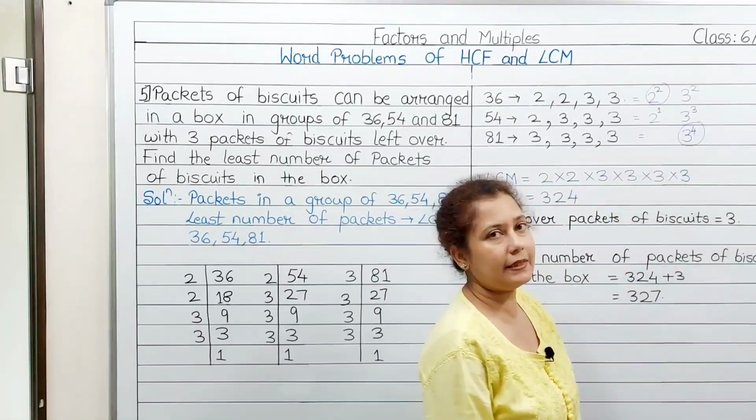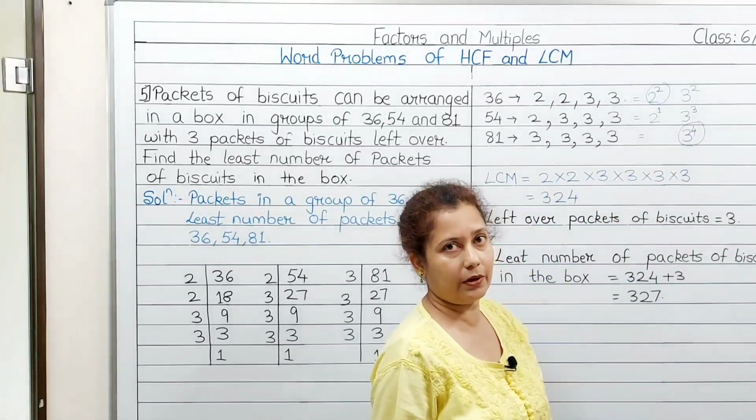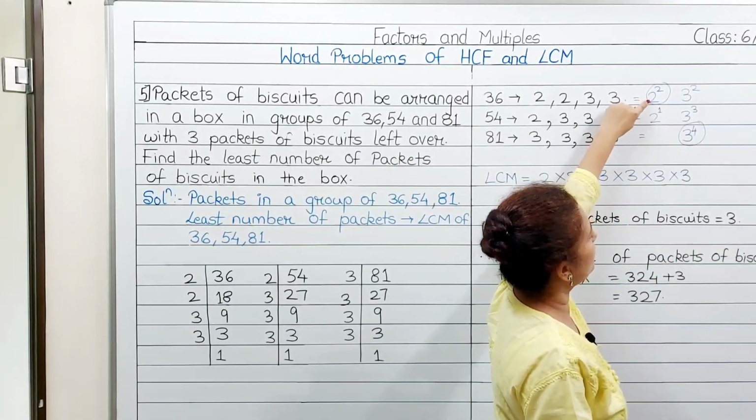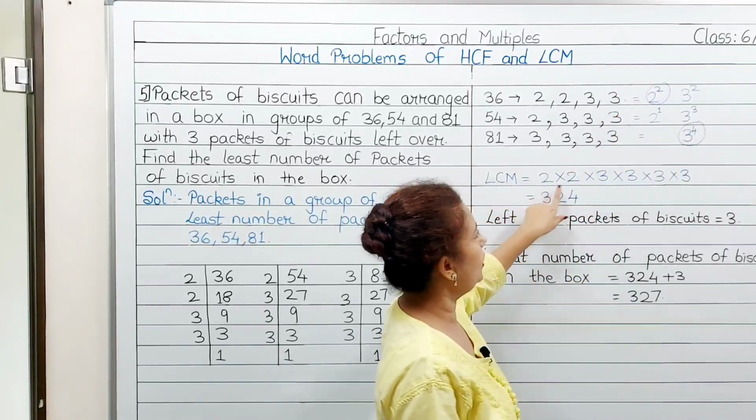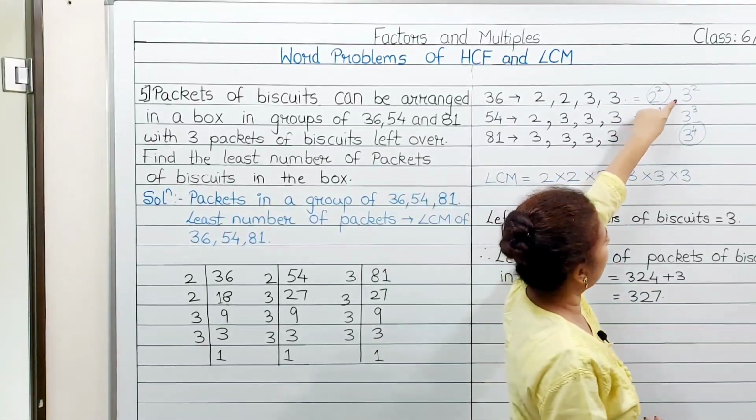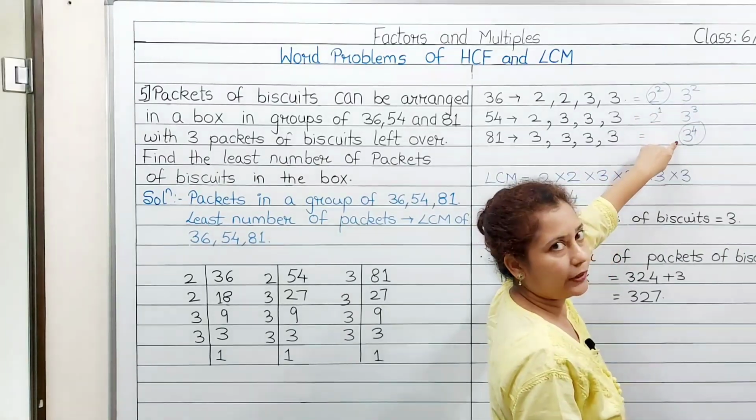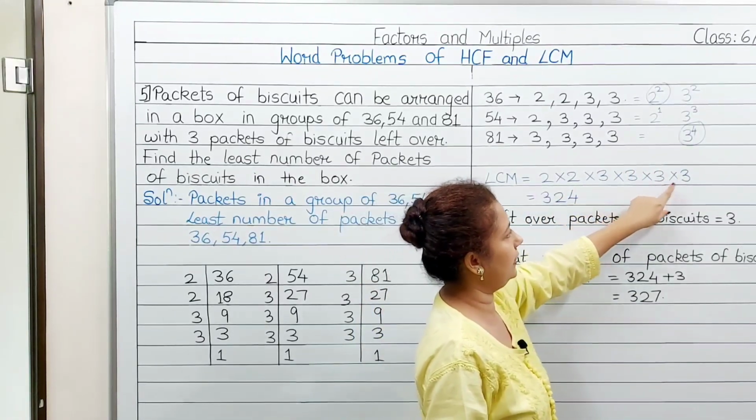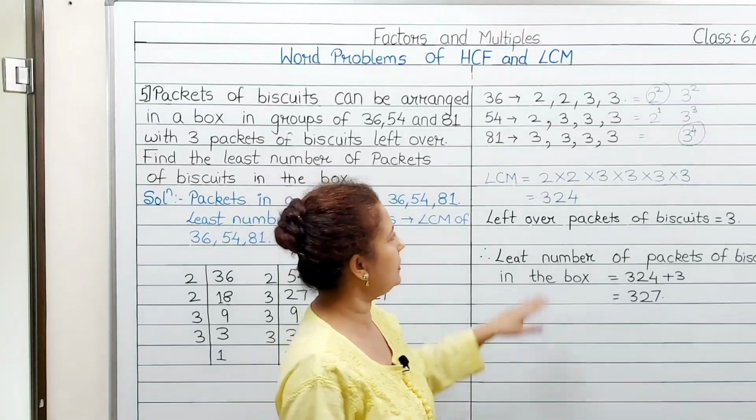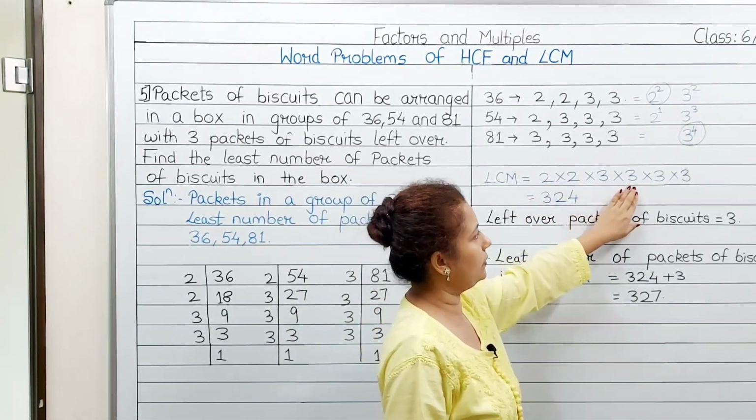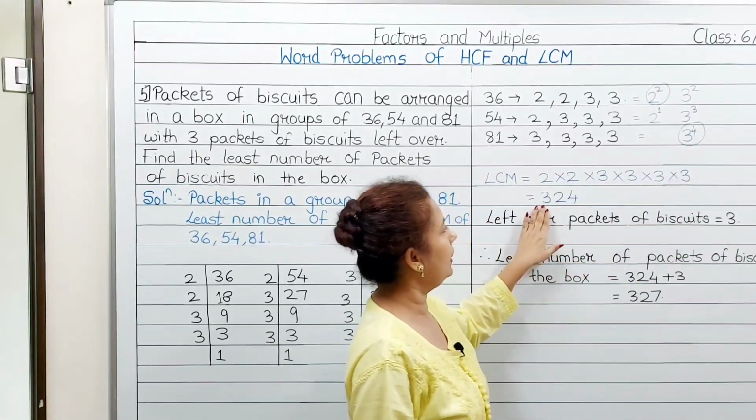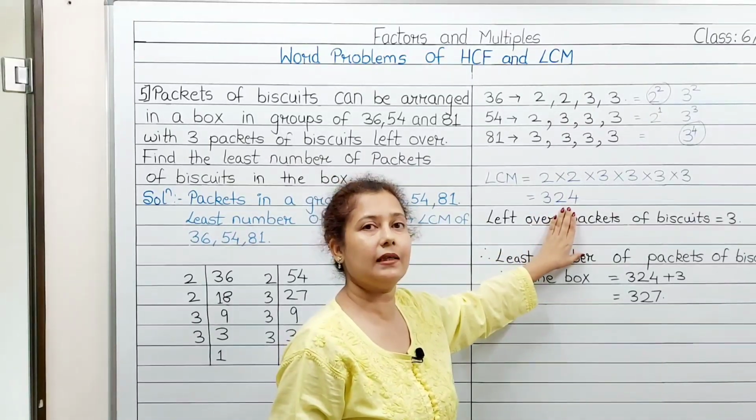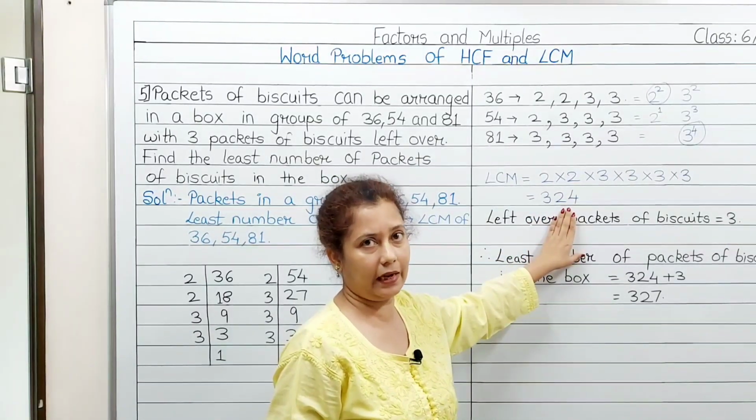Now for the LCM we have to take the highest number of times each factor appears. For the factor 2, here it is 1, here it is 2, so the maximum is 2. So we will write 2 two times. For 3, here it is present 2 times, here 3 times and here 4 times. The maximum is 4 times, so we will write 3, 3, 3, 3. We multiply these factors: 2 into 2 into 3 into 3 into 3 into 3, and we get 324. The LCM here is 324, which is the least number of packets of biscuits that can be packed.